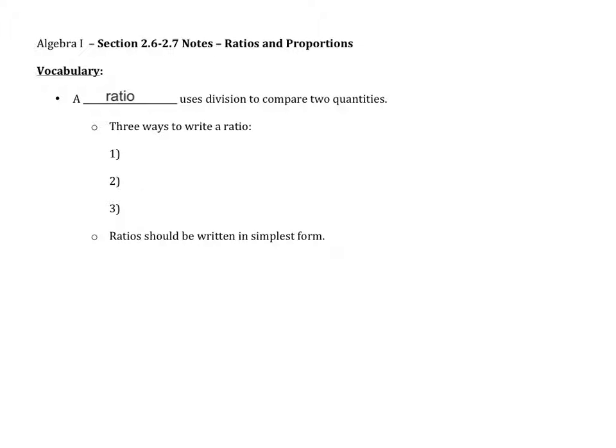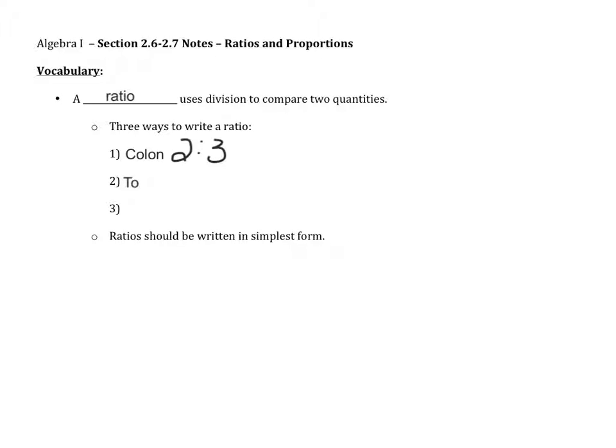The first way is by using a colon. So for example, if I wanted to write the ratio of girls to boys in this class is 2 to 3, I can write it as 2:3.